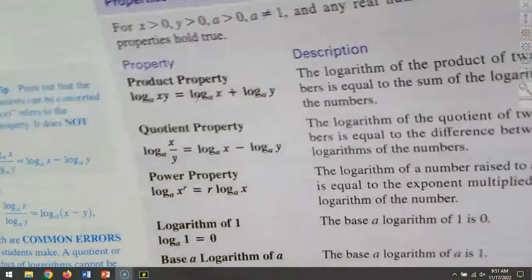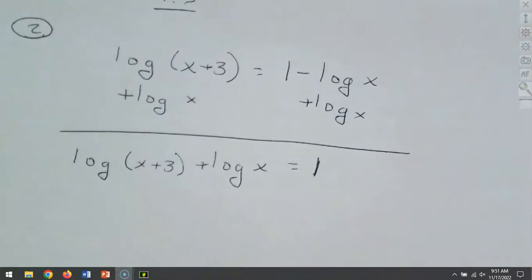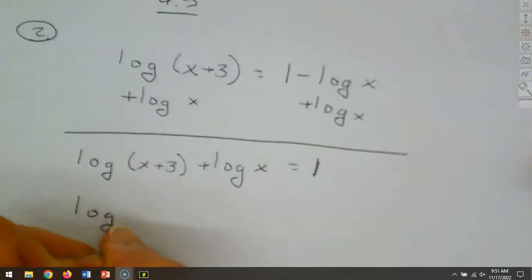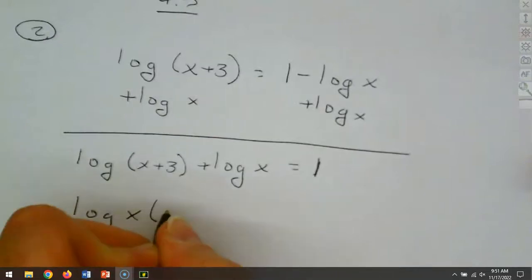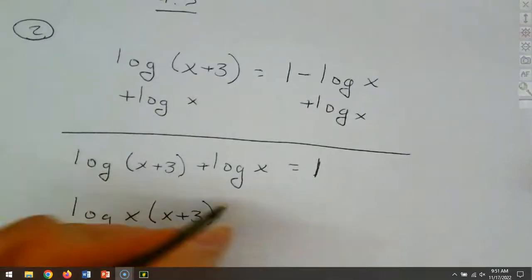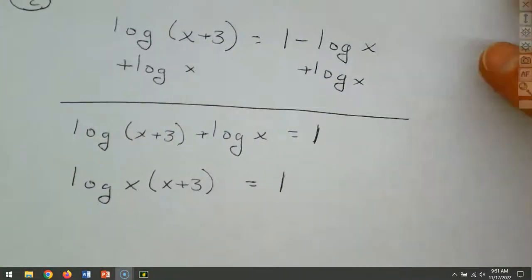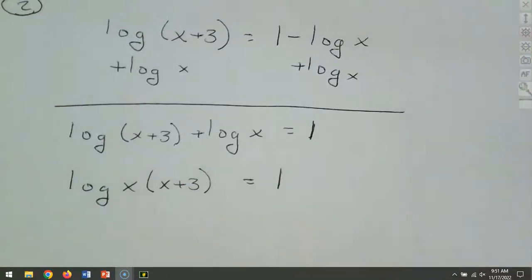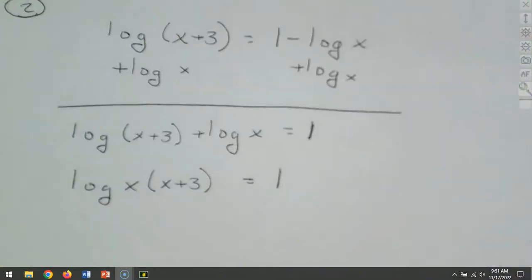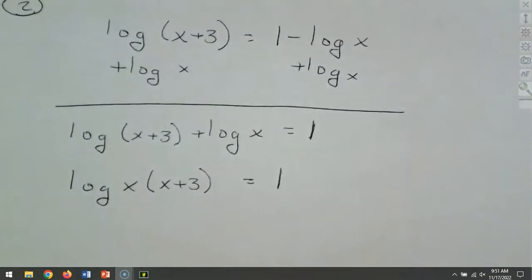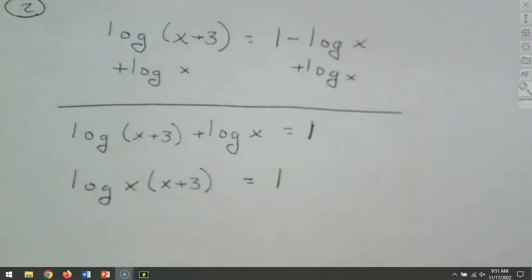So what I have now is addition. So I can rewrite this as one logarithm with multiplication. Is everyone all right with that? So I combine those logarithms into one log. Now, why did I do that? Our goal is to get rid of the logarithms. So we want all the logarithms combined into one single log on the left-hand side.